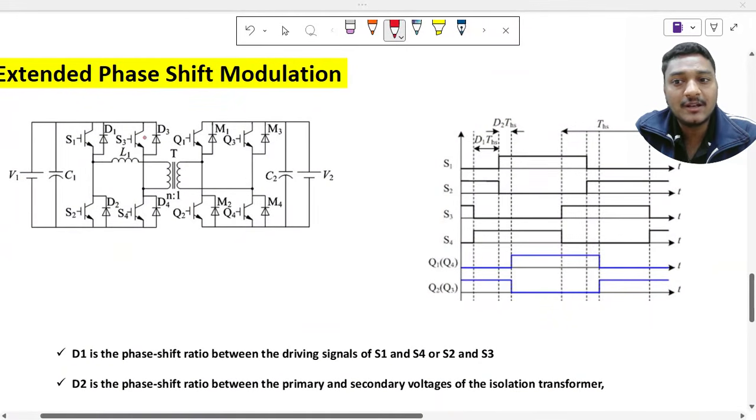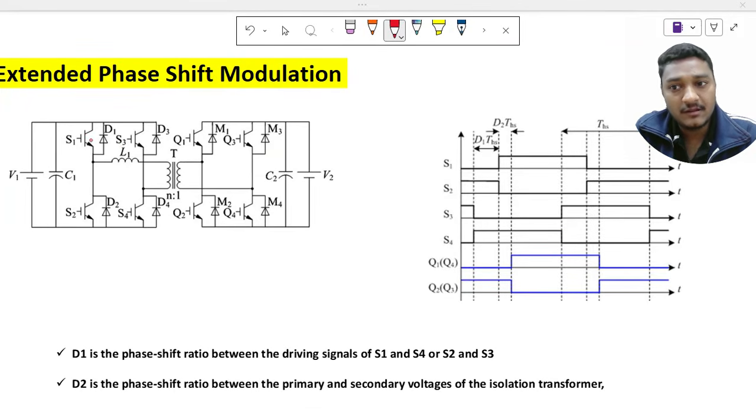So we have seen that we are going to phase shift the duty cycles. Like in single phase shift modulation, S1 and S4 are turned on at the same time, and S3 and S2 are turned on at the same time. Now we are not going to turn on S1 and S4 at the same time. The condition is that S1 and S2 must not turn on at the same time, because then my supply is shorted. So this condition should be there.